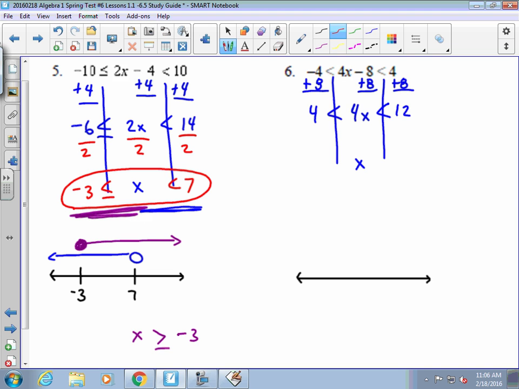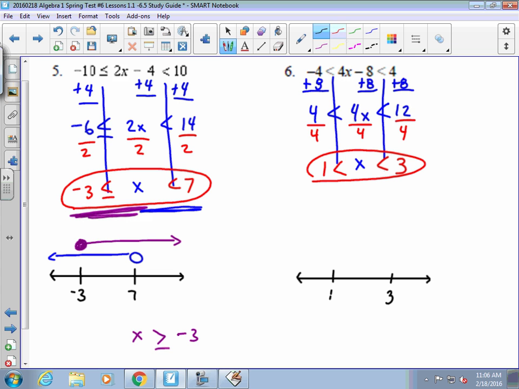Undo 4 times x in the middle by dividing it. You do it to the middle, do it to the left and the right as well. 4 divided by 4 is 1. 12 divided by 4 is 3. And again, all we did was divide it by a positive number, so we'll leave the symbols in the same direction they already are. Show the numbers 1 and 3 again. Make sure you have them appropriately on the right and the left.